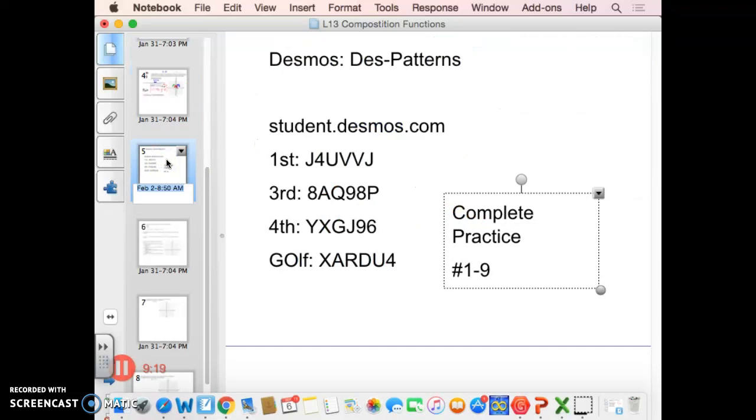All right, so two things you're going to need to complete today. You're going to go to student.desmos.com and it should say Des Patterns. This is a little bit challenging, okay, because you're going to have to visualize when you rotate or turn a shape in a pattern, what it looks like. So expect to be a little challenged, but you can do it. You might have to do a couple pages more than once. And it might take you a little time.